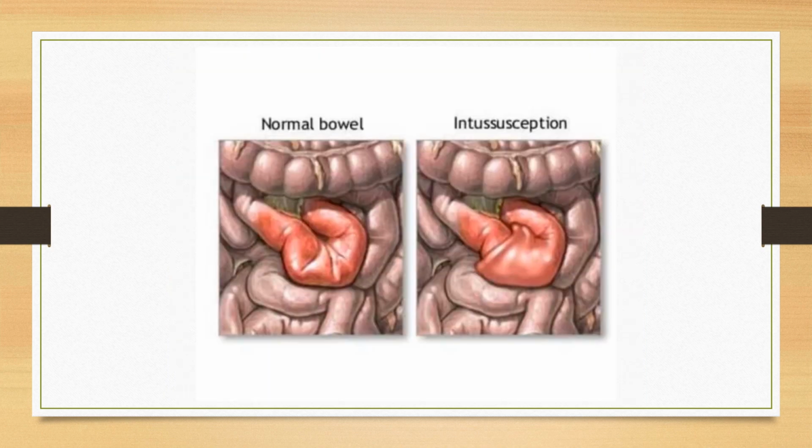Then we have a normal bowel and intussusception. You can see the normal bowel wall. When it gets intussuscepted, a portion of the small gut is invaginating inside the other portion.